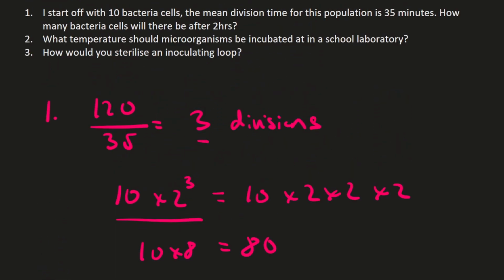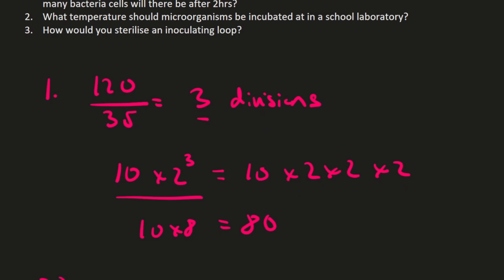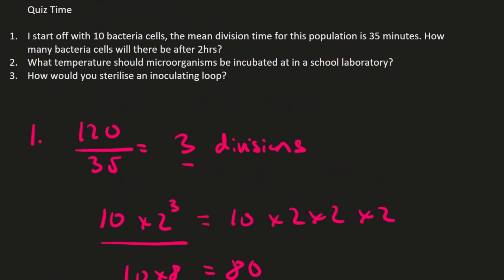Question number 2: what temperature should microorganisms be incubated at in a school laboratory? You should know in a school lab, you're going to use 25 degrees Celsius. Question number 3: how would you sterilize an inoculating loop? To sterilize an inoculating loop, you want to hold it over an open flame. Pass it over an open flame, and the heat from that flame will kill off all the bacteria on that loop and make it sterile. So hopefully you got this correct, and I'll see you guys in the next one.